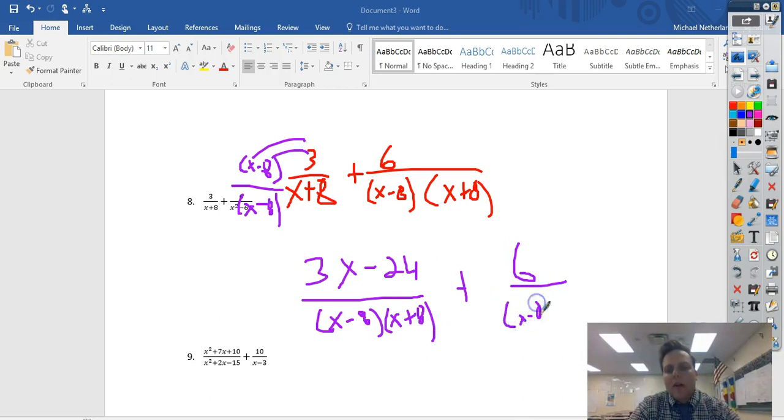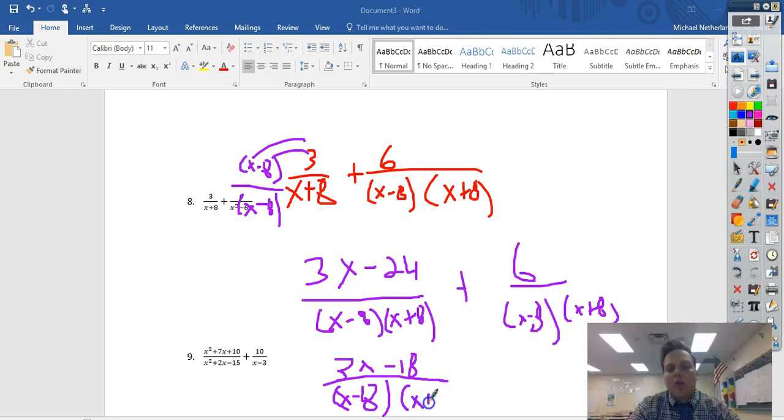Now that my denominators are exactly the same, I can put my numerators together over one denominator. So 3x minus 24 plus 6 becomes 3x, and negative 24 plus 6 is negative 18, over x minus 8, x plus 8. Now, we're pretty much done. However, you should pause and ask yourself, can you factor that numerator?